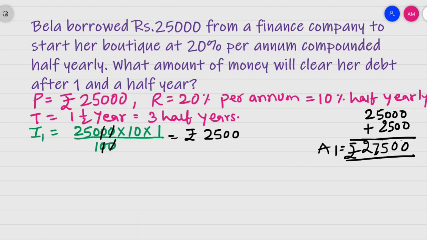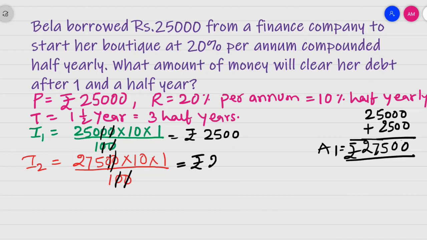So now let us see the interest after the second half year. So 27,500 multiplied by the rate, 10 into 1 divided by 100. So again we shall cancel the two zeros. So you will be getting 275 into 10, that is rupees 2750. Okay. So for the amount after the second half year, you will be adding 27,500 plus 2750.